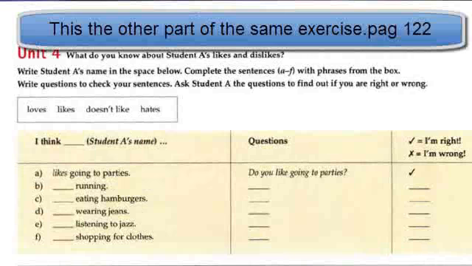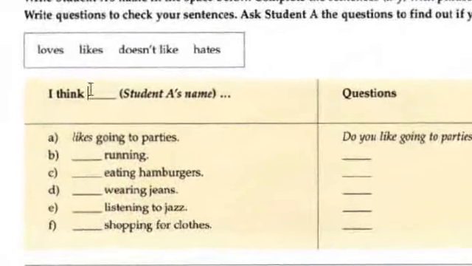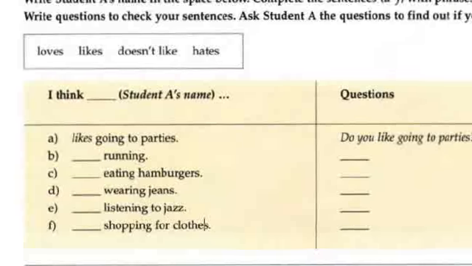Okay, this is the other part of the same exercise. Like you have student A and student B, and I think it would be a good idea to do this exercise. You have to write down my name, okay? Because I'm going to be your partner to do this exercise. And you have to write down loves, likes, doesn't like, and hates, okay? Using these prompts here.